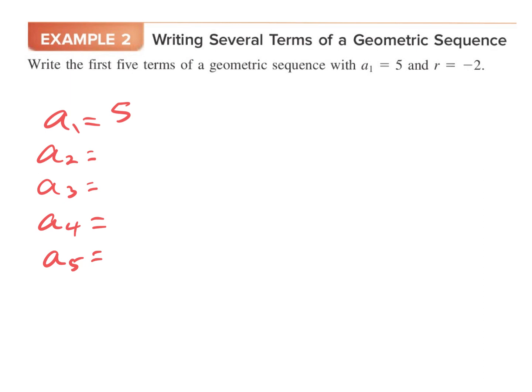So in order to get from the first term to the second term, what should I do? Multiply by negative 2. Yeah, multiply by negative 2. So what is the second term? Negative 10. Okay, and so you could just keep doing that, multiplying by negative 2. And then what am I going to get for the next one? 20. Then what? Negative 40. 80. Okay, you can do it that way. You can use the formula if you want. Again, either way, whatever gets you to the answer is fine.